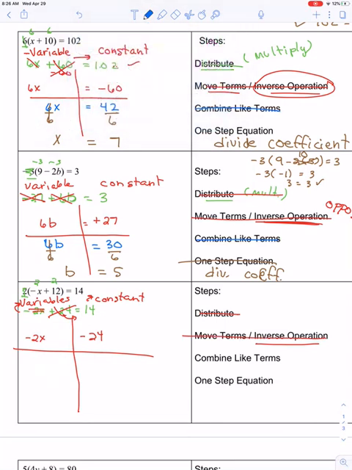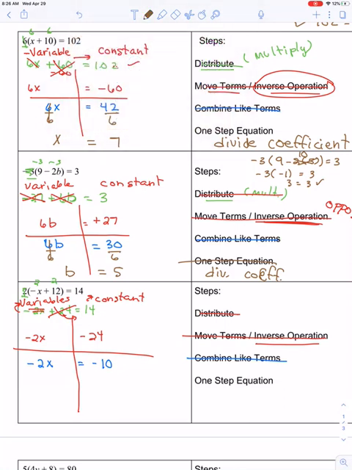All right, now since negative 2x is the only term, I just bring it down. I'm going to combine my like terms here. 14 minus 24 is negative 10. So now I've combined my like terms.